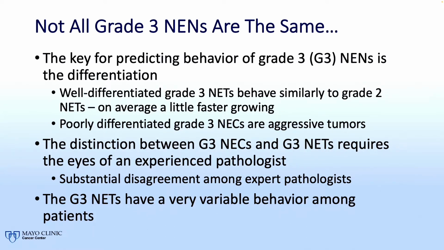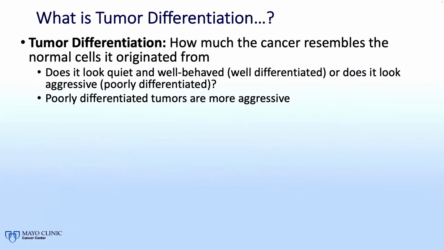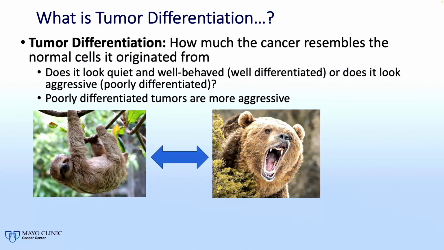So what is differentiation? That's really how the tumors look in the microscope. That requires a really good pathologist to look at this in the microscope, and even the best pathologists disagree about a third of the time at least. So there can be really well-differentiated, slow-growing grade 3 tumors and very aggressive grade 3 carcinomas. Differentiation is really how much the cancer cells resemble the normal cells it originated from. So does it look sort of well-behaved, or does it look aggressive? Does it look like this, or does it look like that?